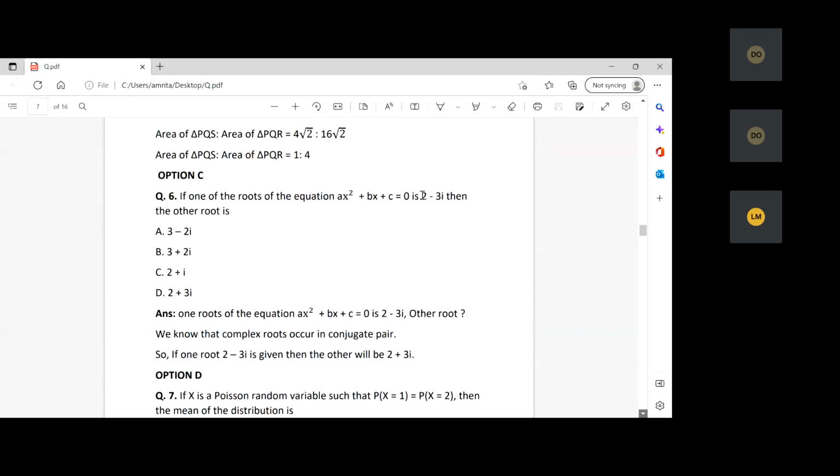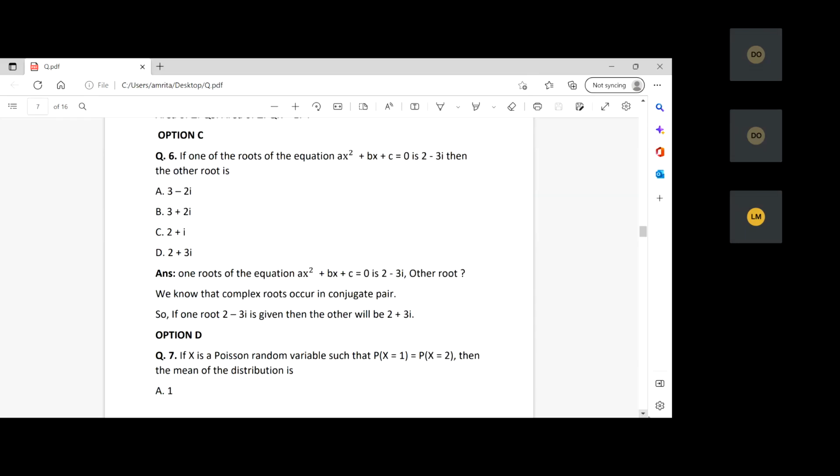So for this question, they have given the equation as ax square plus bx plus c equal to 0, and they have given the first root as 2 minus 3i. Then obviously the second one will be 2 plus 3i. It's simple logic, and you can use this whenever you see these types of roots in a question. So I hope it's clear.